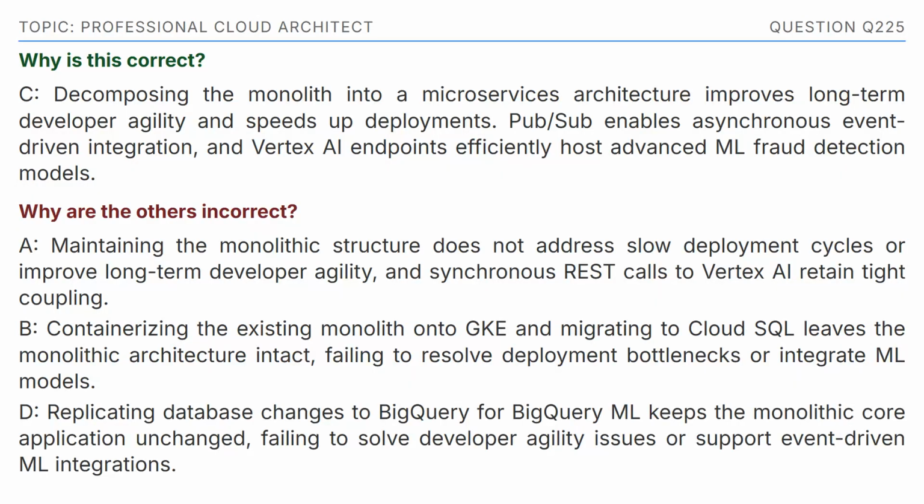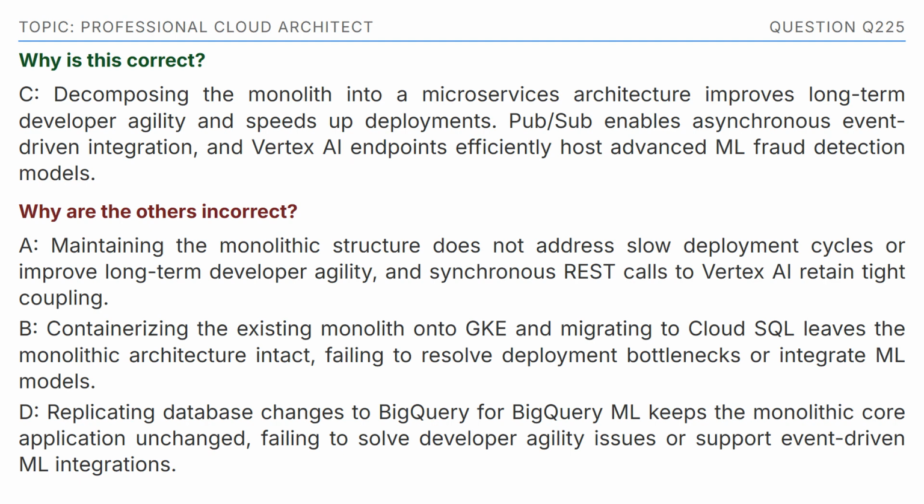Why is this correct? C. Decomposing the monolith into a microservices architecture improves long-term developer agility and speeds up deployments. Pub/Sub enables asynchronous event-driven integration, and Vertex AI endpoints efficiently host advanced ML fraud detection models. Why are the others incorrect?